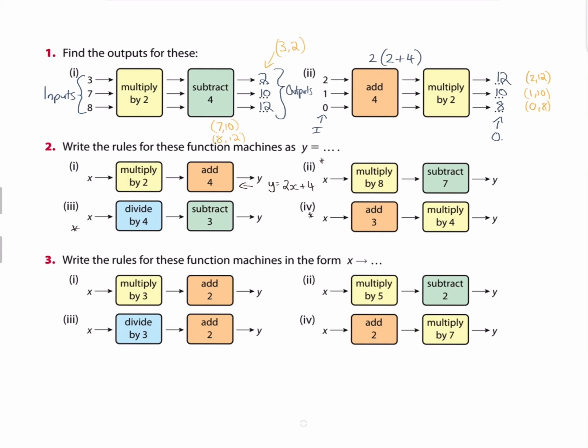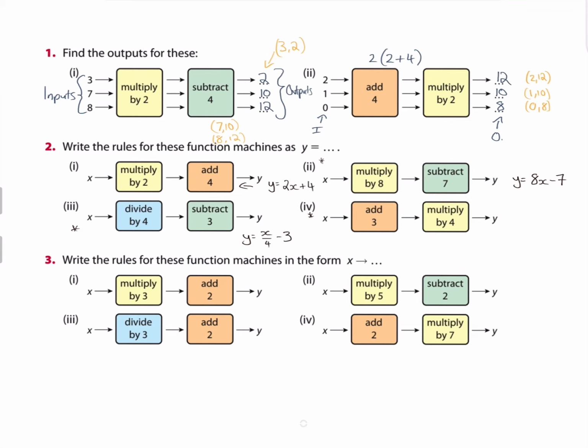Okay, number 2. So our rule will be y is equal to x multiplied by 8. So that's 8x, because 8x is 8 multiplied by x, or x multiplied by 8, either way. And then subtract 7, so minus 7. So that's our rule. The next one is x divided by 4, subtract 3. So y is equal to x divided by 4, take away 3. And that's it. That's all we have to do there.